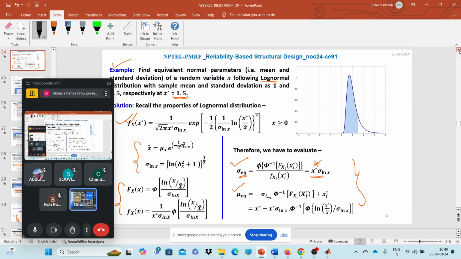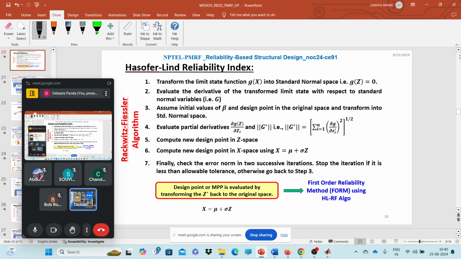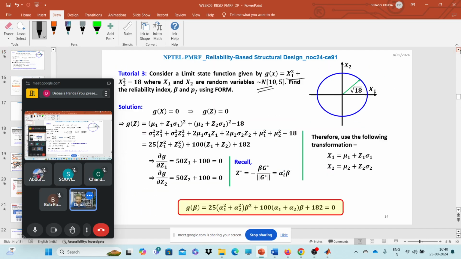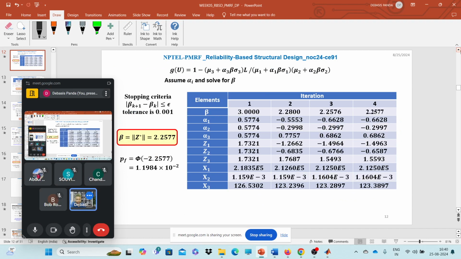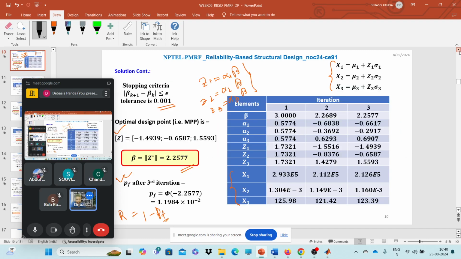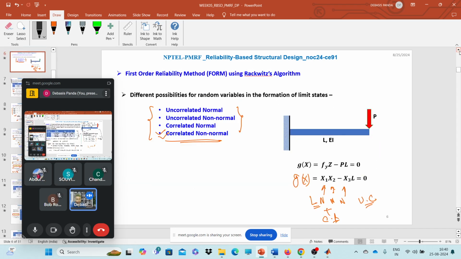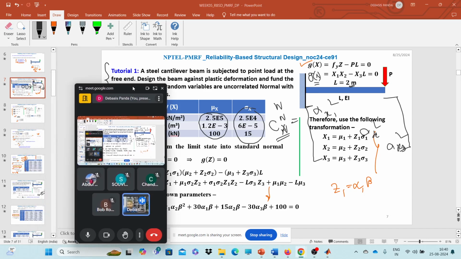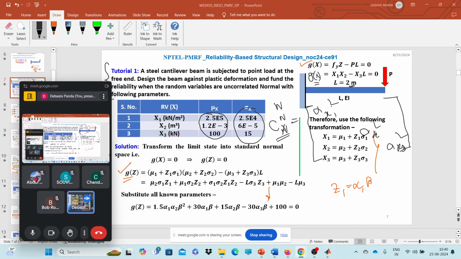For this case, let's stick to the simple cantilever beam problem. First, what we have seen is that in that simple cantilever beam problem, if we need to design that cantilever beam, you need that Fy, how much Fy should you consider, how much Z you should consider, how much P you should consider. You don't know. First, these all are random.